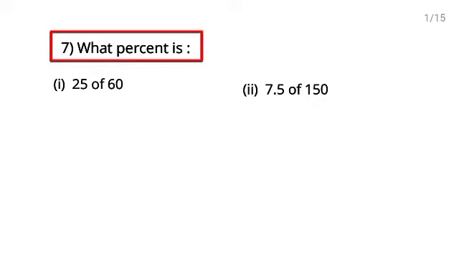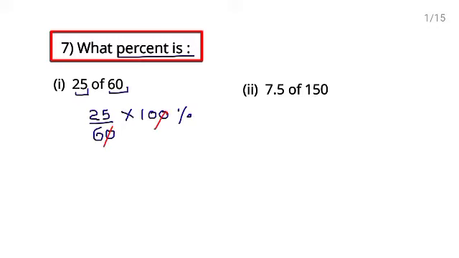Students, in the previous video we had discussed up to question number 6 of Exercise 9A. Now, in continuation of this exercise, let's start with question number 7. Question number 7 is: what percent is? It means we need to find the percent. 25 of 60. So write 25 in the numerator out of 60, and they are asking to convert into percent, so multiply by 100 and put the percent sign here.